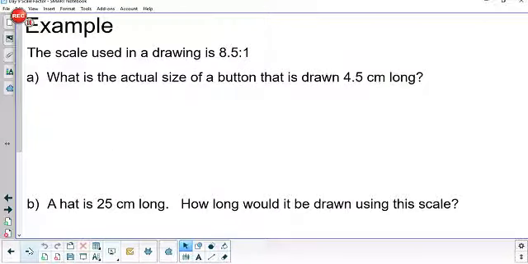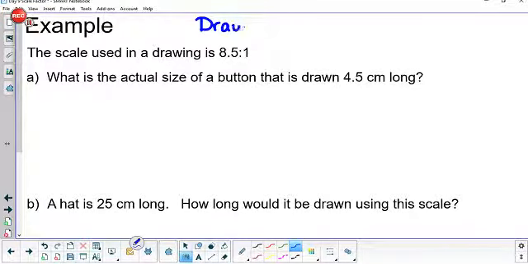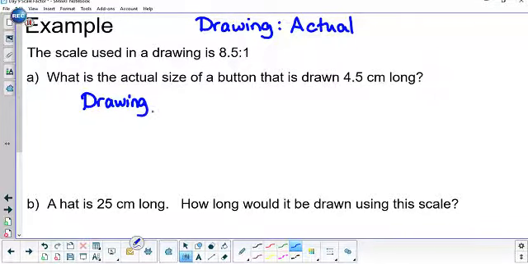The scale used in a drawing is 8.5 to 1. What is the actual size of a button that is drawn 4.5 centimeters long? What we need to remember is that a scale is always the drawing to the actual. The previous lesson explained that. So when we are setting up this proportion, we are setting it up as the drawing measurements to the actual measurements. In this case, it's the drawing of a button to the actual size of the button.